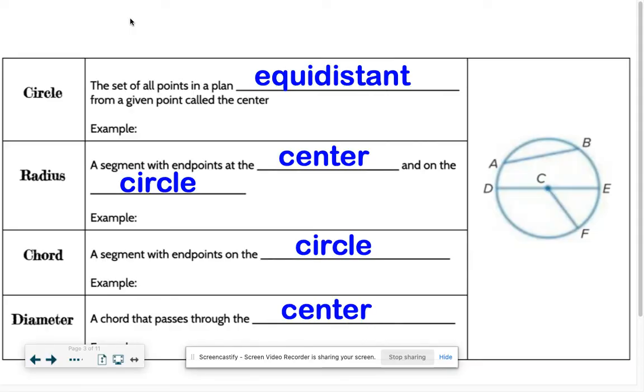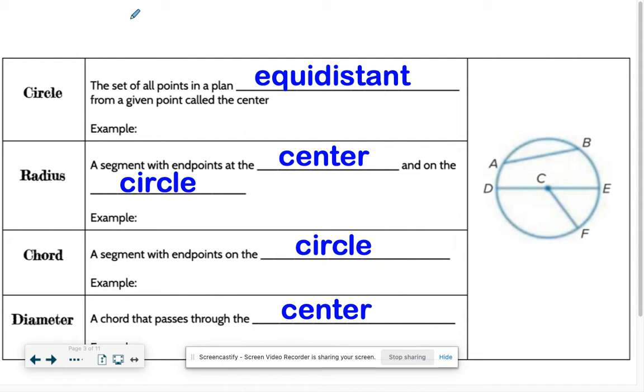Again, some of the stuff we already know, like a circle. But do you know the definition of a circle? The definition of a circle is the set of all points in a plane equidistant from a given point called the center. So here would be our center, C, and all of these points on your circle are the same distance away from C. And how do we know that? Well, it's because they're all just one radius away. All your radii in the circle are the same length. That's why they're equidistant.